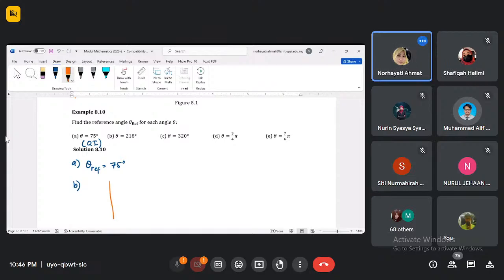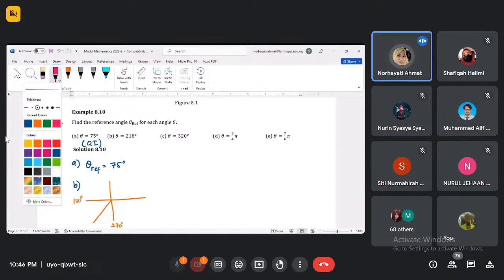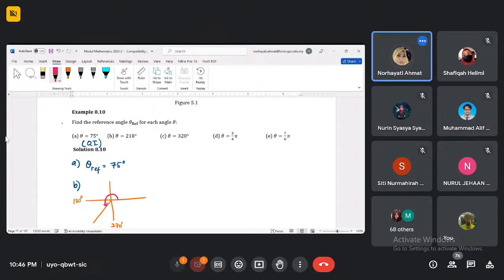Okey, kalau kita lukis kita punya graph tak, apa? Cartesian axis. Okay, so kita ada this is 180 degree. Okay, so this is 270 degree. So 218 is between this. So dia berada pada third quadrant dan dia dikira daripada sini sampai sini. Okay, 218 degree. Okay, so how to find the reference angle? Okay, macam mana nak dapatkan reference angle?